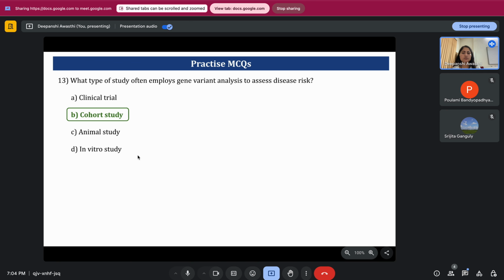And in vitro study, so no. For gene variant analysis, we do not do any in vitro study because we want to study it on people, because in vitro we cannot replicate the same conditions. So that's why the option was also not correct.